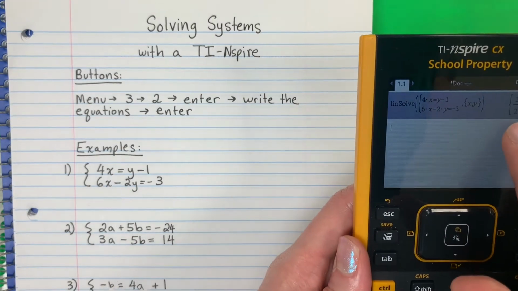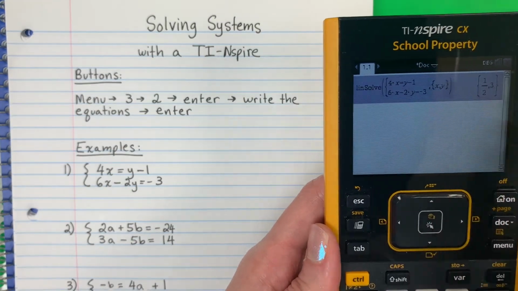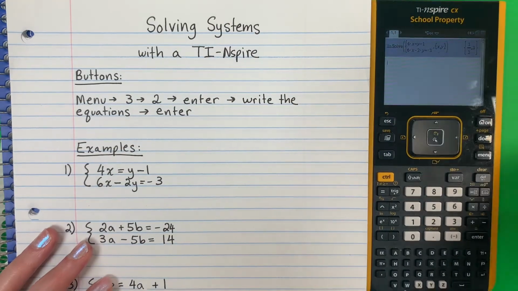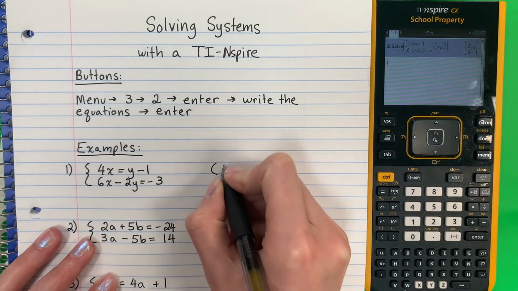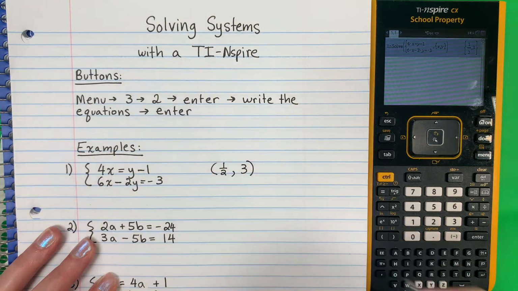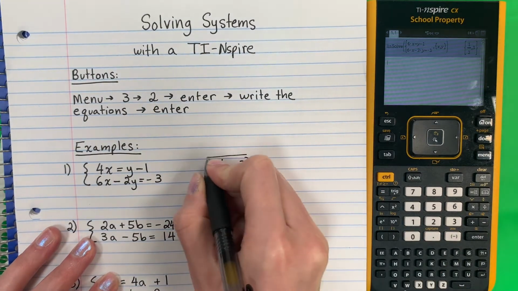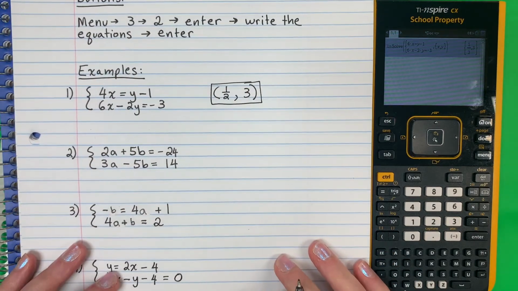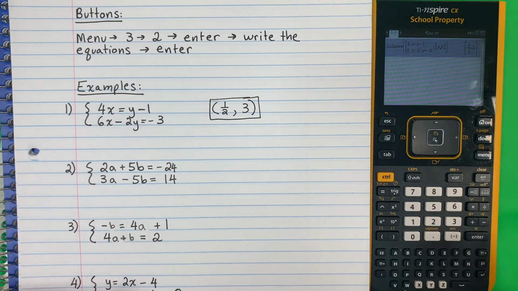So I have 1/2, 3. So the solution for this one is 1/2, 3. So open your parentheses, put 1, divide 2, comma, 3, just like that. This is the solution. Easy. Okay, let's go ahead and do question 2. Pregunta 2. Okay, continue again.